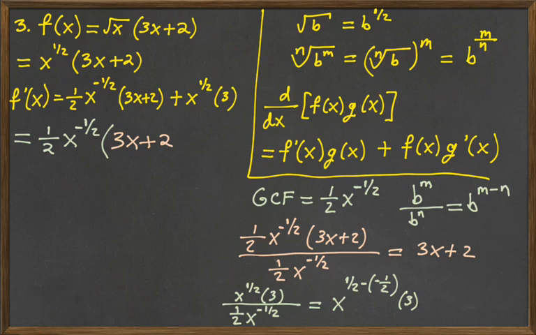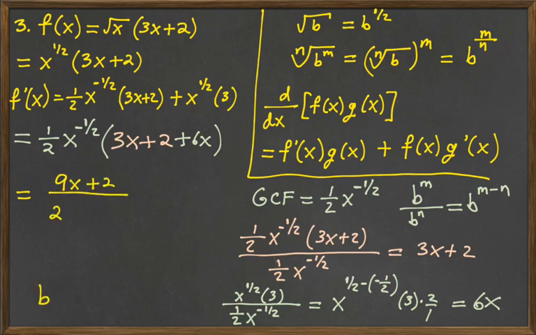Okay, then we got the times the 3. We're dividing by a fraction, so we'll flip it over and change the operation to multiplication. So instead of dividing by 1/2, we're going to multiply by 2. X to the 1/2 minus negative 1/2, that's going to be x to the 1/2 plus 1/2, which is x to the 2 over 2, which is just x to the first power, and then 3 times 2 is 6, so that becomes 6x. Okay. We'll go ahead and combine our like terms. We have 9x plus 2.